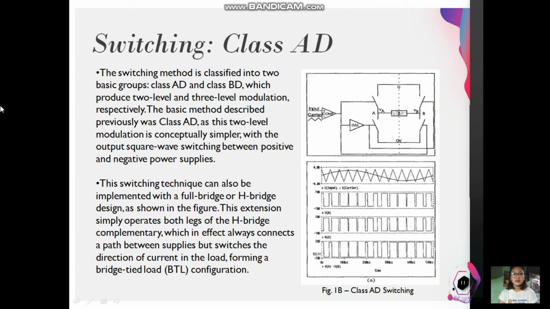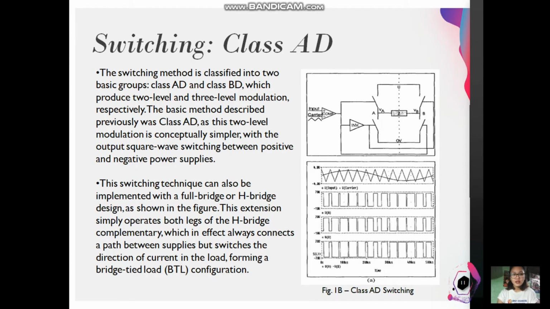So switching class AD. The switching method is classified into two basic groups. We have class AD and class BD, which produce two-level and three-level modulation respectively. The basic method described previously was class AD, as this two-level modulation is conceptually simpler, with the output square wave switching between positive and negative power supplies. This switching technique can also be implemented with a full bridge or H-bridge design, as shown in this figure.